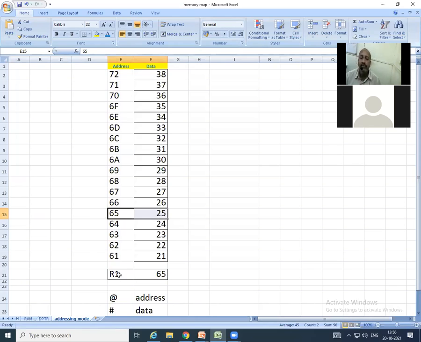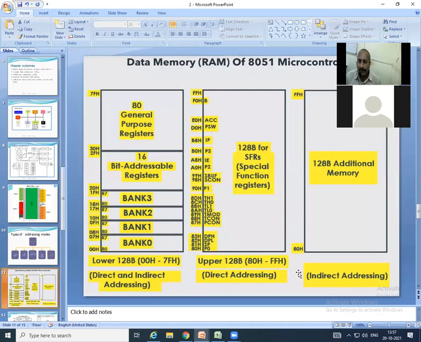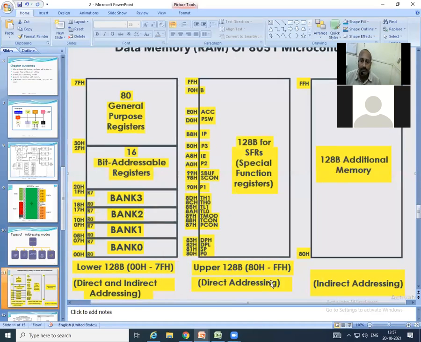In addition to that, different registers are also available there, that is R1 to R7. For that also I want to show you one slide. So just make it a little bit zoomed. Here you can observe this is the internal RAM of 8051. How is it distributed? The addresses of each one are shown in this slide.